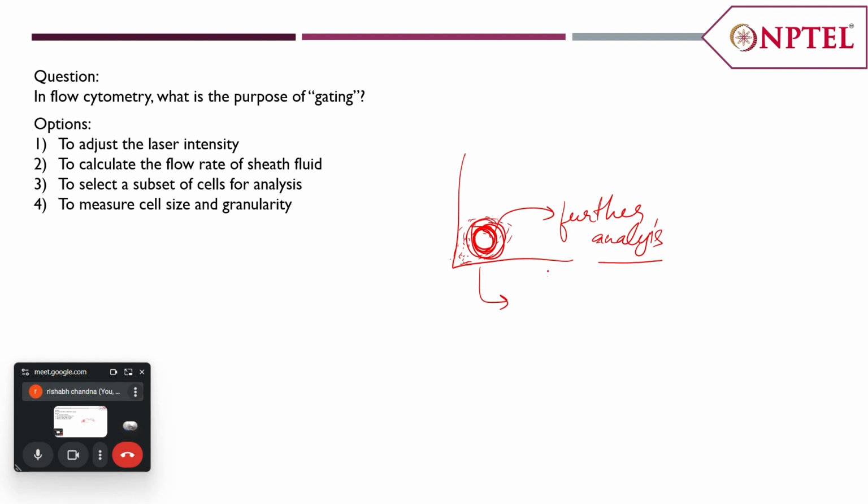To separate out a subset of cells, we just put a threshold, that is, gating for a certain subset of cells. So this is the correct answer, option number 3.